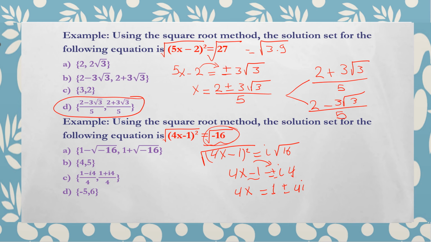i means imaginary number, and we use it instead of the negative sign under the root. We can exchange the root of the negative number into i times the square root of 16. And after that, we can solve the root. So x equals 1 plus or minus 4i, all over 4. And the solution set equals 1 plus 4i over 4 and 1 minus 4i over 4. And the correct answer is C.